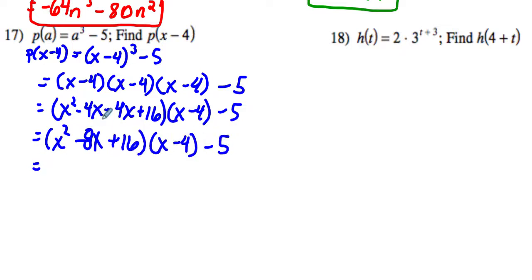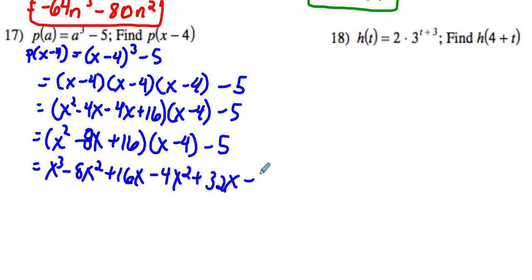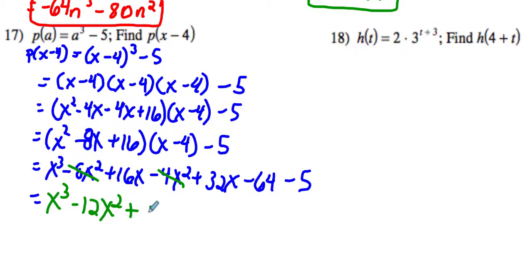Now I'm going to distribute the x to each term in the first parentheses. And now I'm going to distribute the negative 4 to each term in the first parentheses. And I still have this minus 5. Don't forget your extra term there. Now I'm going to combine all like terms. Gives me an x cubed, negative 12x squared, plus a 48x, minus a 69.